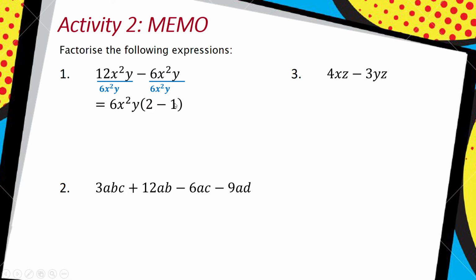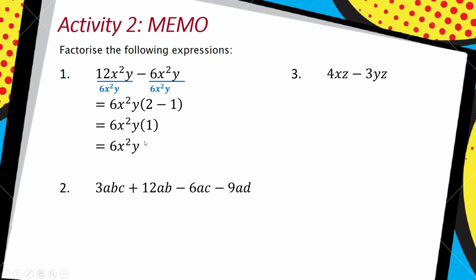Okay, something that you need to know for factorization is that if you're ever left with any like terms in your brackets, you need to simplify. So I'm going to say 2 minus 1, that will give me 1, and I know that anything times 1 is equal to itself. Okay, so that's your final answer.